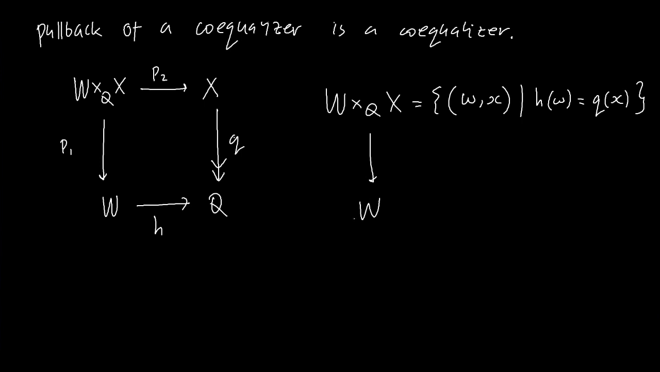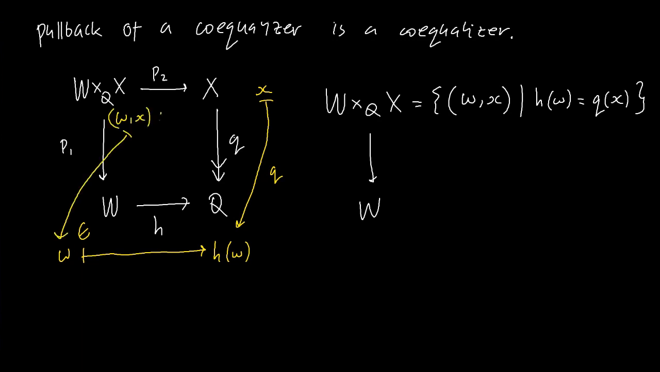Why? Well, I'll pick an element in w. I'll map it there by h. Because q is a surjection, there is something from x mapping to that by q. And now I've got two things, w and x, mapping to the same place. And so they give rise to an element in the pullback, which maps here and there.